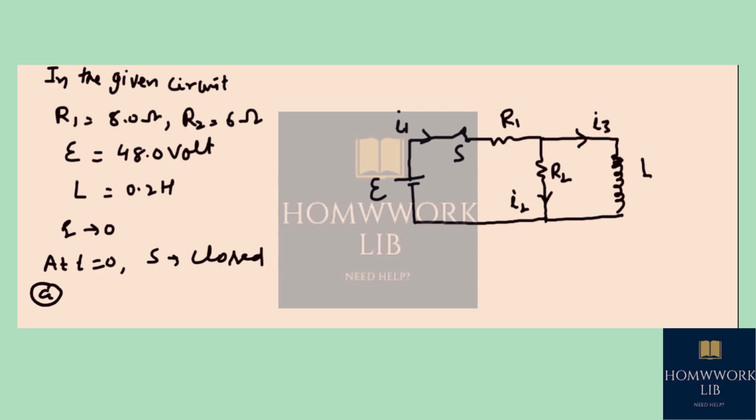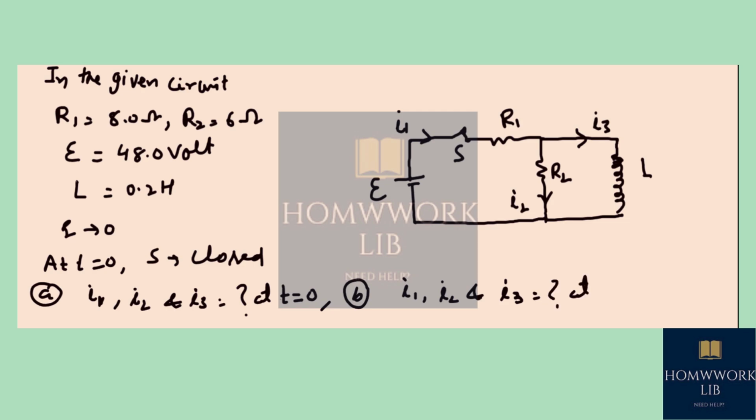In part A, we have to find the currents I1, I2 and I3. All these values we have to calculate at t equal to 0, just after closing the switch, and then I1, I2 and I3 at t equal to infinity.